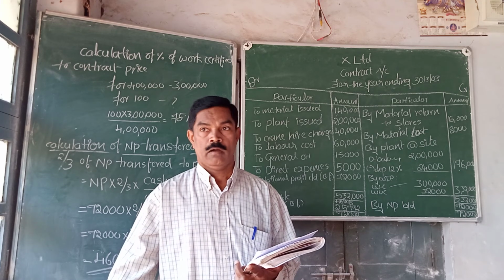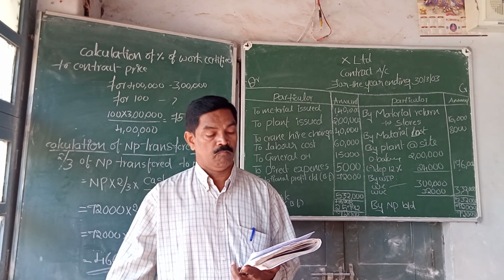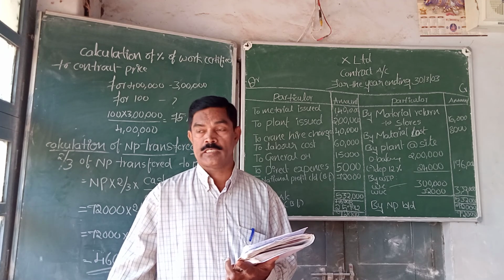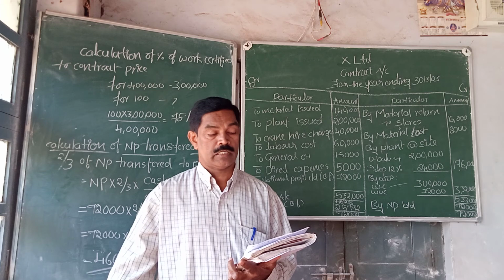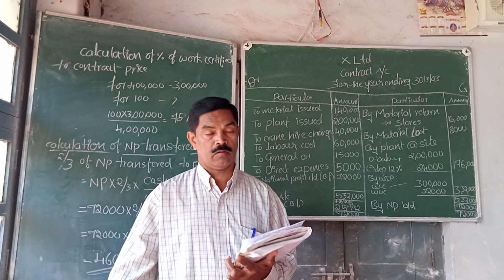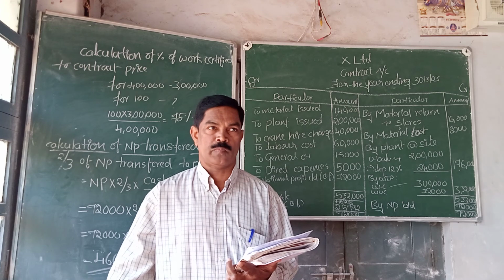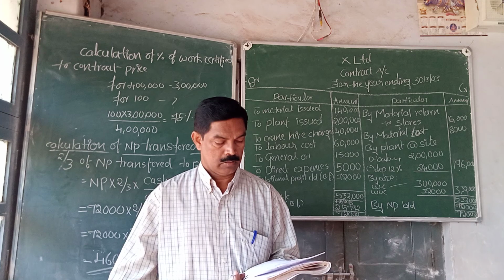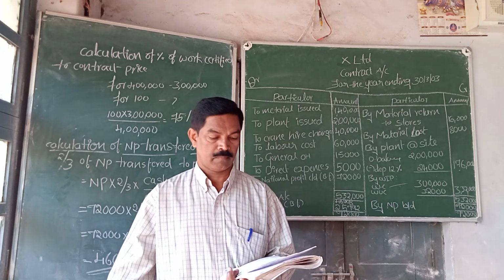So for contract Y, we have to calculate the estimated profit. Estimated profit is nothing but contract price minus estimated cost. That worked out problem I will send it to you. So let's go over.